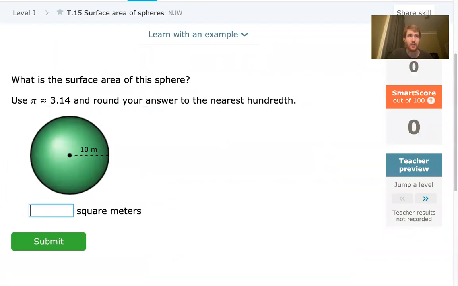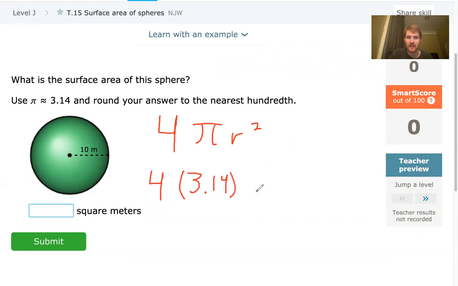In this one, we have, let me bring up my annotation tools. Remember, this is a sphere, not a circle. It looks like a circle, but imagine that it is three-dimensional. And we're going to use the formula 4 pi r squared. First step, write out the formula. Next, substitute everything in. 4 stays the same. Pi is 3.14. R is 10 squared. So 4 times 3.14 times 10 squared.